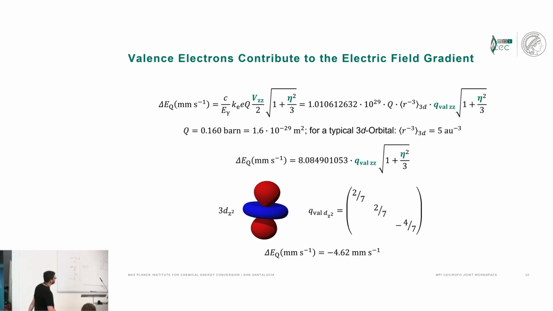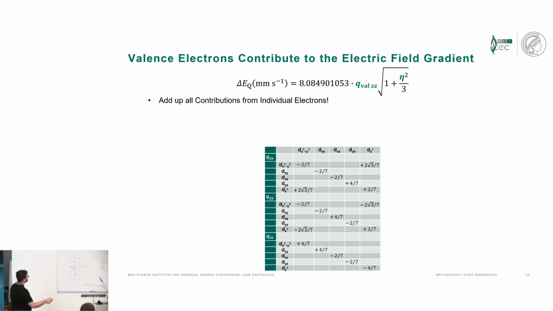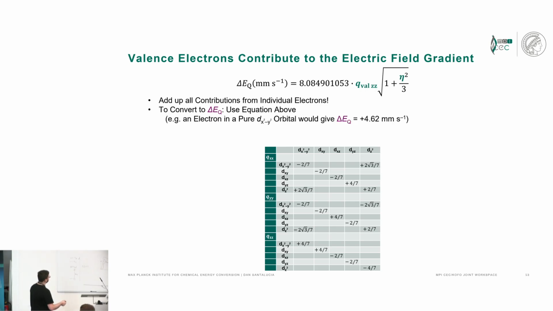That's what I'm arriving at here: we can use this expression and add up all the individual contributions for the x, y, and z components and end up at a prediction of the quadrupole splitting with just pen and paper. And so we just converted the quadrupole splitting using this equation here, plugging and chugging with these guys. So an electron in a pure dx²−y² orbital should give positive 4.6 millimeters per second.